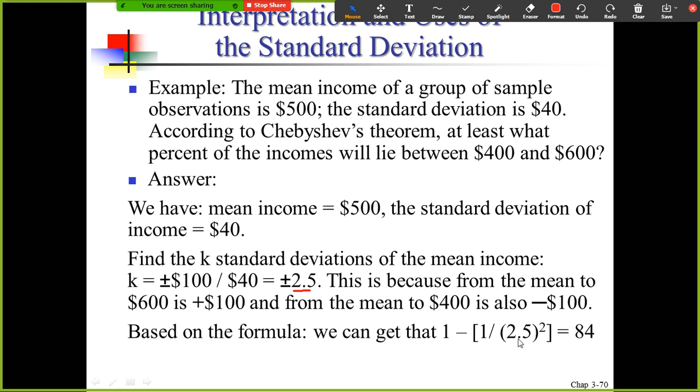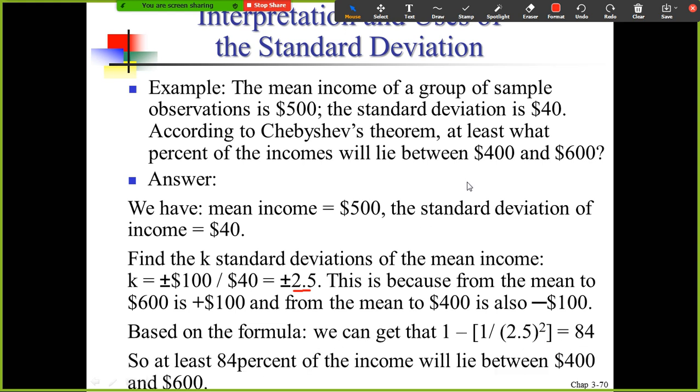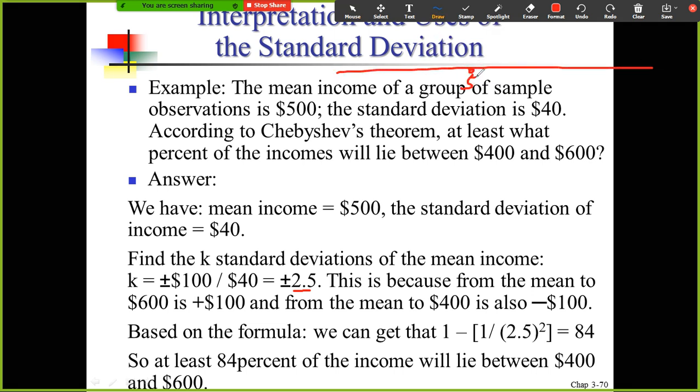Based on the formula, we get it. So 84. That means from 400 to 600 income, they are 84%. Okay, 84% lie here. That means 84% of our income is from 400 to 600.